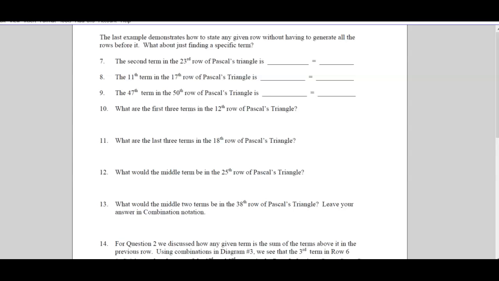Okay, so the last example demonstrates how to state any given row without having to generate all the rows before it. Let's find just specific terms. So the second term in the 23rd row. So row number minus 1 is 22. Term number 2 minus 1 is 1. That one you can figure out. Don't leave it out.